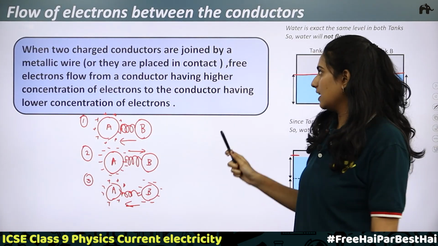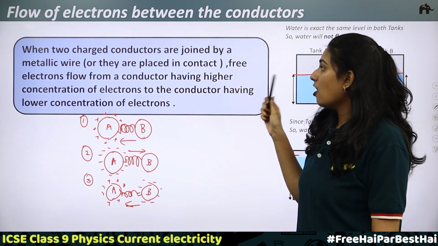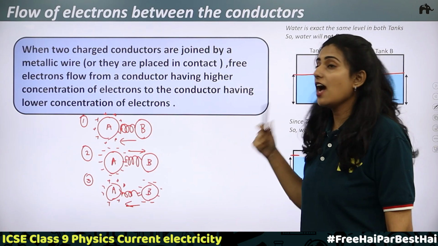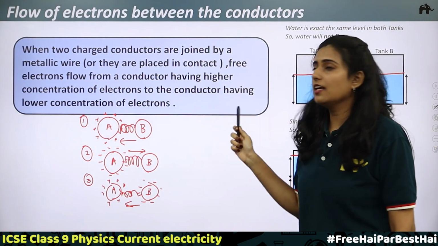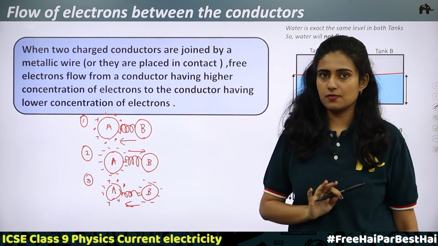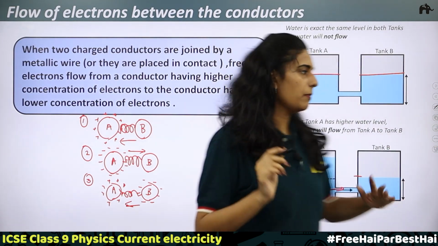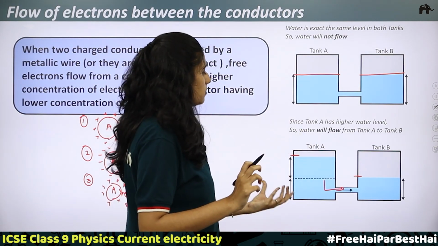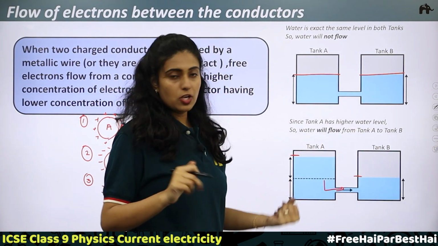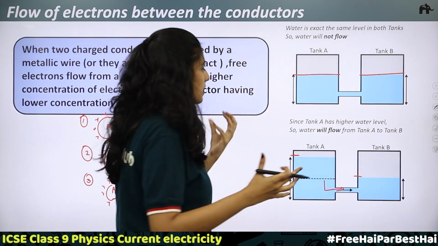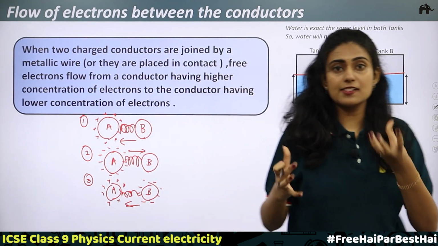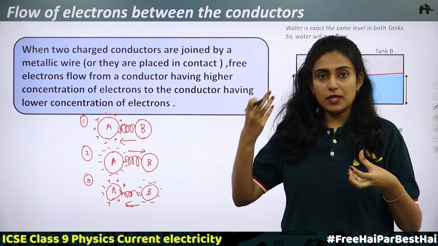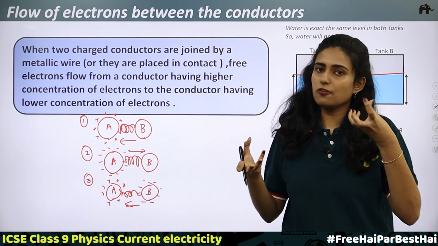When two charged conductors are joined by a metallic wire or placed in contact, free electrons flow from the conductor having a higher concentration of electrons to the conductor having a lower concentration of electrons. Understood? Same as in the case where there is more water, from there water will start flowing to a region where there is less water. Or when you take a hot body and a cold body, the heat transfer is from the hot body to the cold body. The temperature of the cold body increases, and the temperature of the hot body decreases.